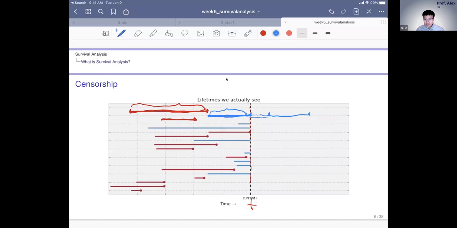The second choice is just to throw this person away. For all of these blue lines, you only know that they play until today, but you don't know the exact time period. So you can just drop these people and only keep these red people, where you see exactly when they started playing and when they quit. That seems to be a better solution, right?